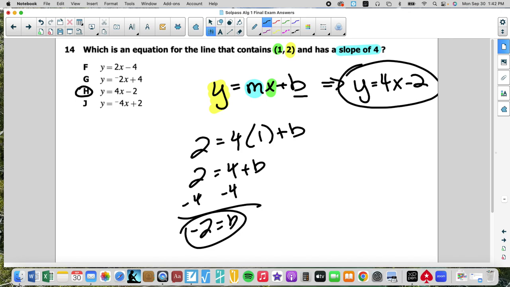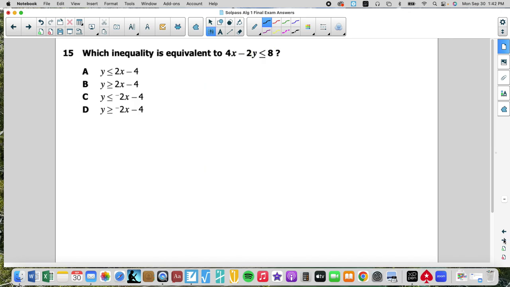And one of the other things we need to be able to do is attack these problems because we're familiar with it.